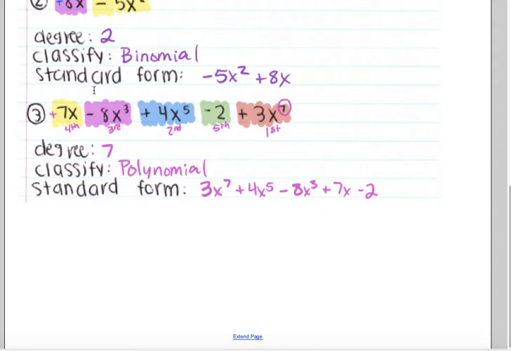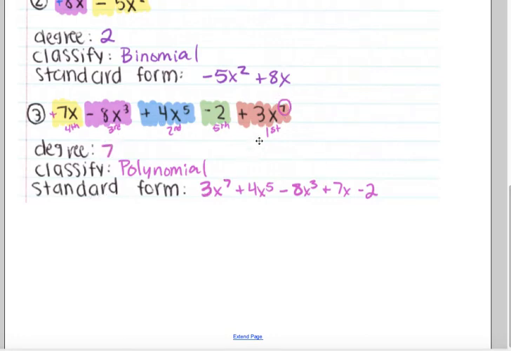A third example here, you can see the different highlighting separates the terms of the expression. There's 1, 2, 3, 4, 5 terms. And so anything that has more than 3 terms, we just call a polynomial. And then the highest exponent we see is the 7. So 7 is the degree.